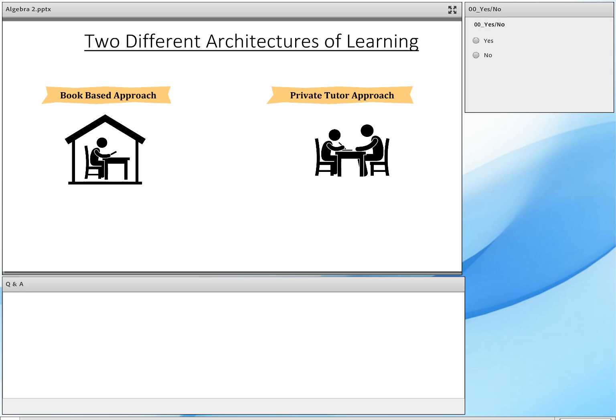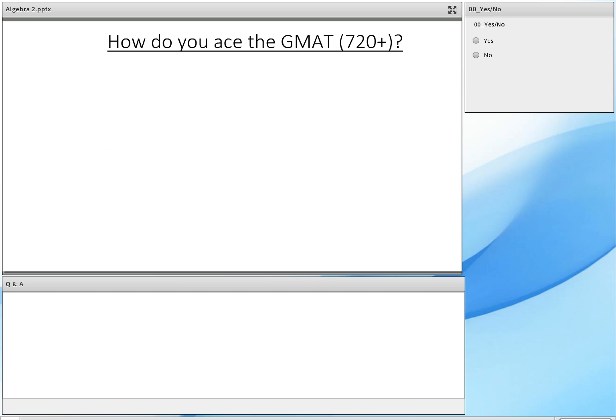Now, if you compare online prep companies today, most of them are centered around the book-based approach. While they may have added audiovisual learning to their offerings, their core architecture is still the book-based architecture. And I'm going to prove that to you. e-GMAT, on the other hand, is built on a private tutoring-based architecture. Now let's see what the difference between these two architectures is and why one architecture has a higher success rate than the other.